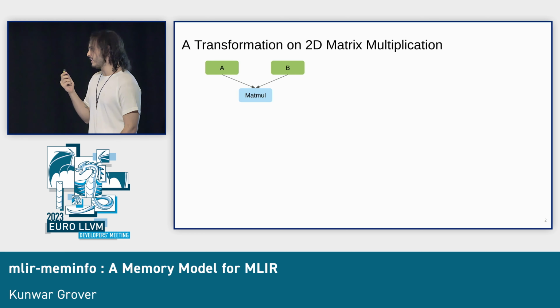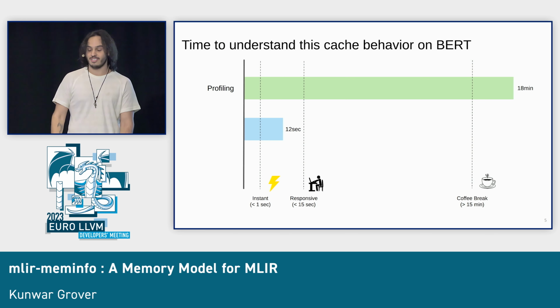So we did a similar thing with BERT. We took an unoptimized version of it in Linalg and compiled it down with LLVM with O3 optimizations. And it took us 18 minutes to just run it and get the cache numbers. You're just forced to take a coffee break. So instead, what if there was a tool that could just tell you the cache numbers in just 12 seconds? Now you could run multiple iterations of different transforms in the same session, and try different transforms and find out which one works best for you.